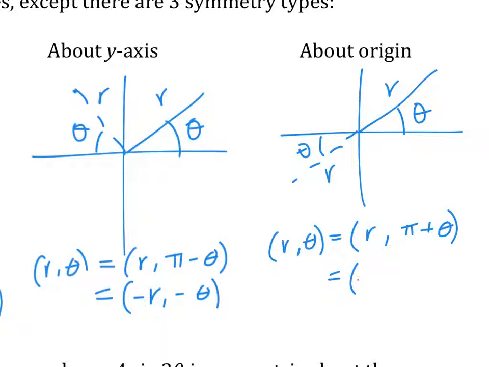Okay, last one, negative r. If I'm at negative r, how do I get to that point? Theta. Okay, so plus theta. All right, so there are three kinds of symmetry for a polar graph. Across the x, across the y, or around the origin.